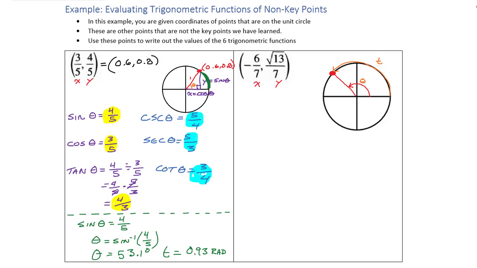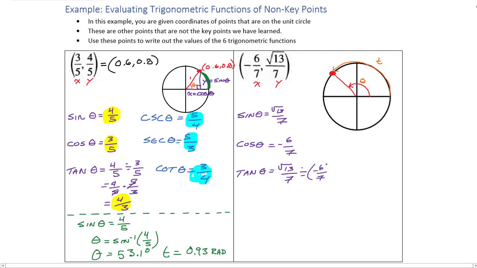So let's identify our sine, our cos, our tan. Sine and cos are super simple. Sine is going to be √13/7. Cos is going to be -6/7. And tan, we'll have to be a little more careful. Y divided by x: √13/7 divided by -6/7. When we do that, we have √13/7 times, we're going to flip this, -7/6. Obviously, the 7's cancel out, and we end up with -√13/6.